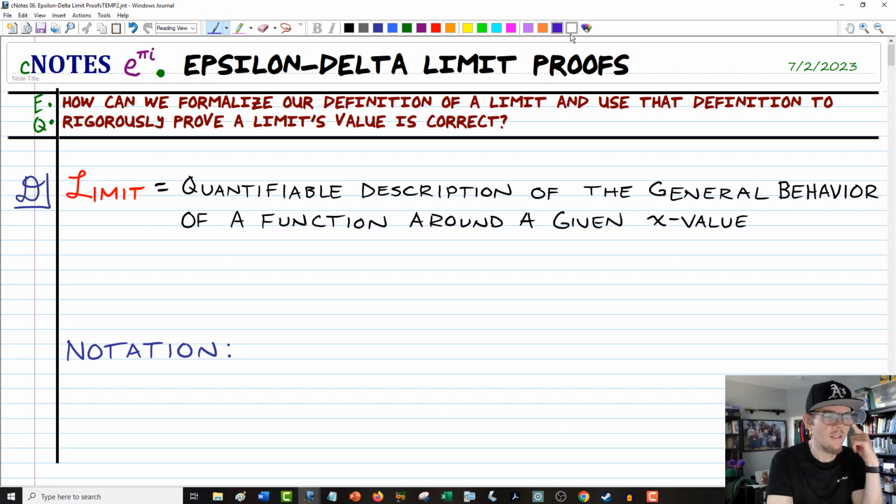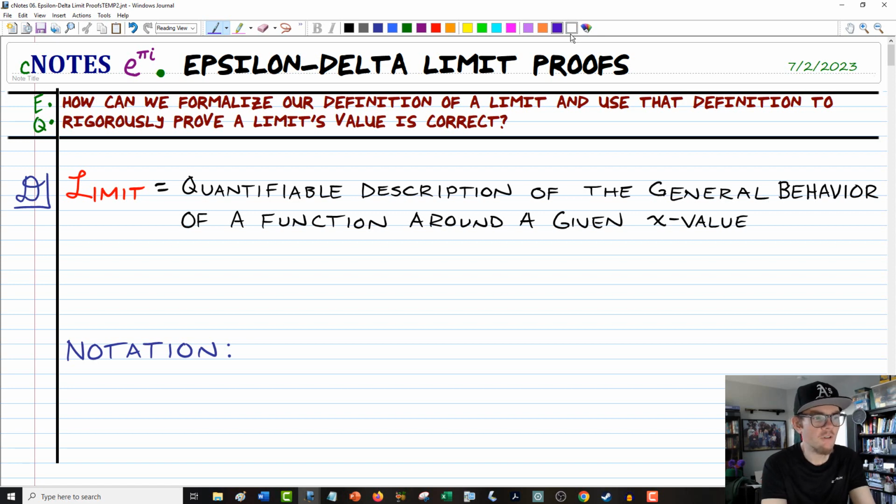It says that a limit is a quantifiable description of the general behavior of a function around a given x value. And this is a good definition. It points to a lot of different things, like the behavior of a function points to the fact that there's a y value sort of thing happening here. The value of a limit is a potential y value. It's not the exact y value necessarily, but it's a y value. It's around a given x value, so there's some connection between x and y. You'll sometimes hear the word neighborhood put in here as well.